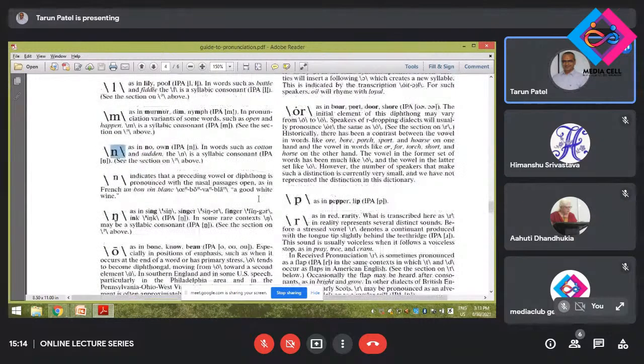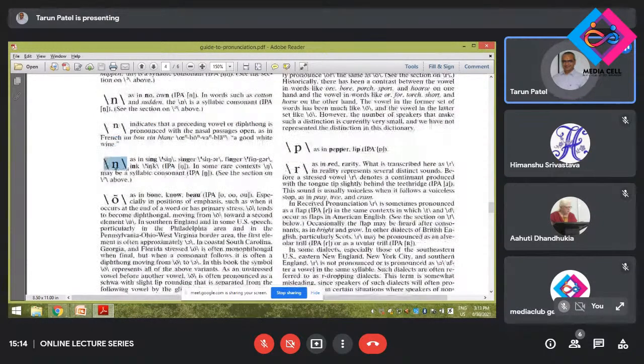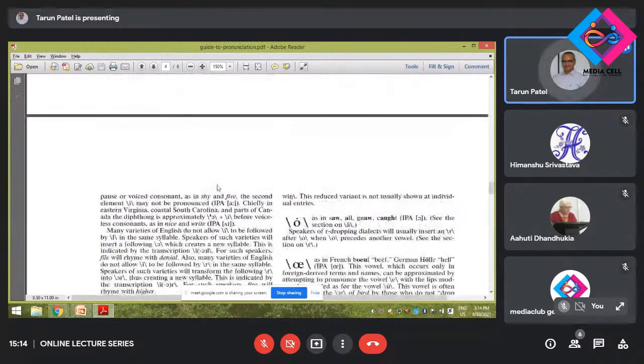Fine. This one is quite important, as in sing, right? This is how we transcribe sing, or the word singer or finger or ing, right? So the IPA for this one is this, ang. And in some rare contexts it may be a syllabic consonant, which you students do not have to get into the detail of.